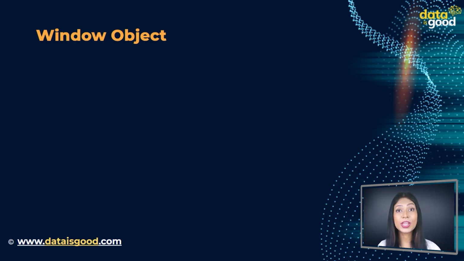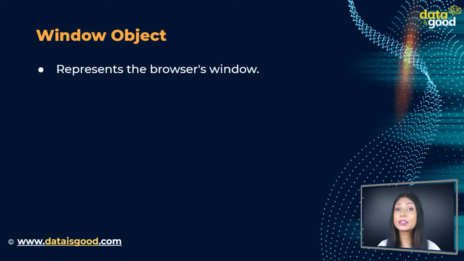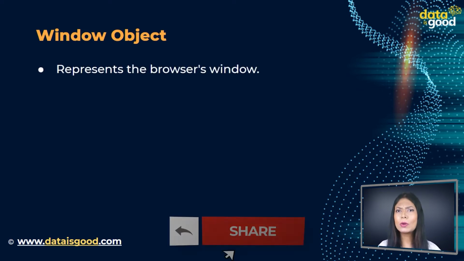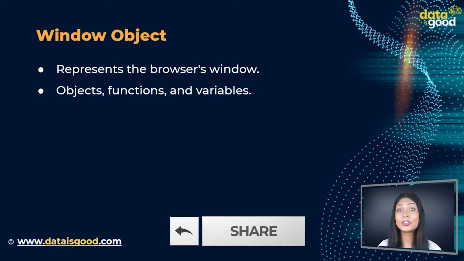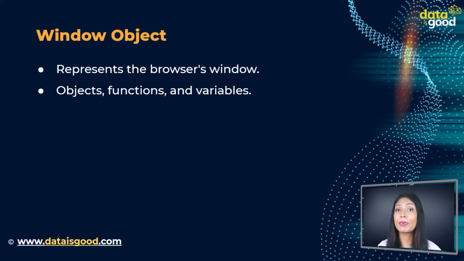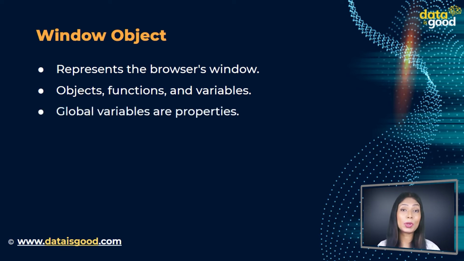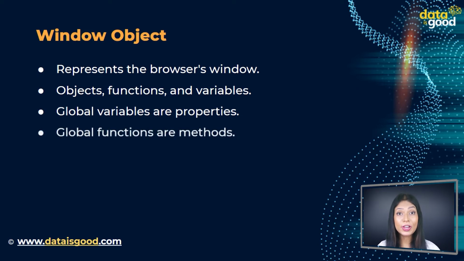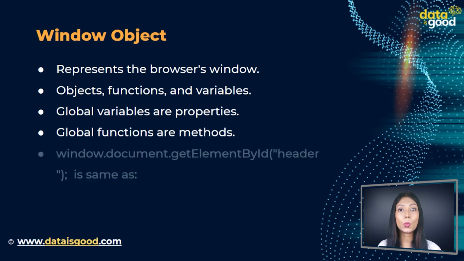The window object is supported by all browsers. It represents the browser's window. All the global JavaScript objects, functions, and variables automatically become members of the window object. Global variables are properties of the window object. Global functions are methods of the window object. Even the document object of the HTML DOM is a property of the window object.